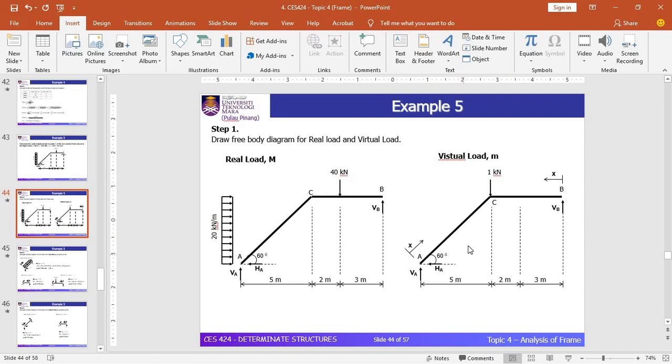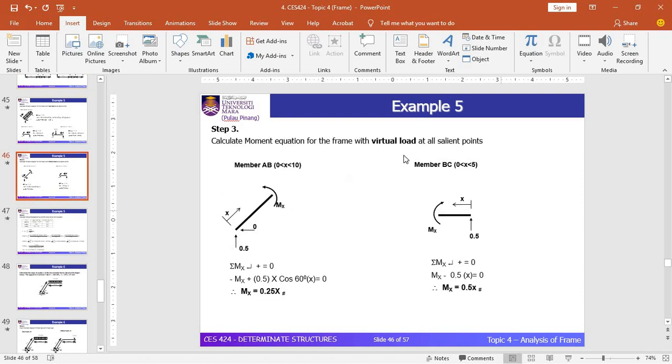Since we have two cut sections, in the actual diagram they have three moment equations. We will just do one time here because the equation of moment is similar, as I mentioned just now. So this is the solution for the virtual load moment equation, for the first range 0 to 10, which is referred to member AB.